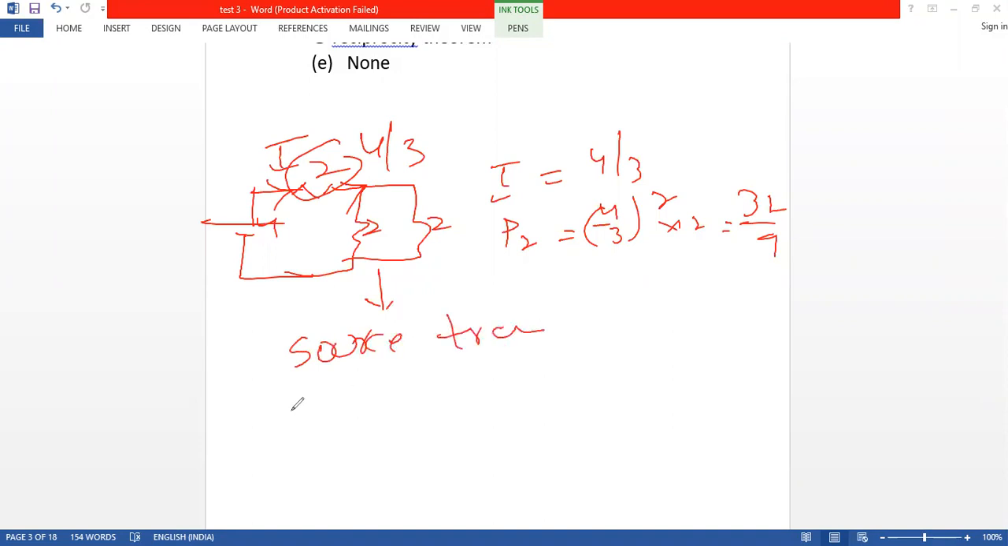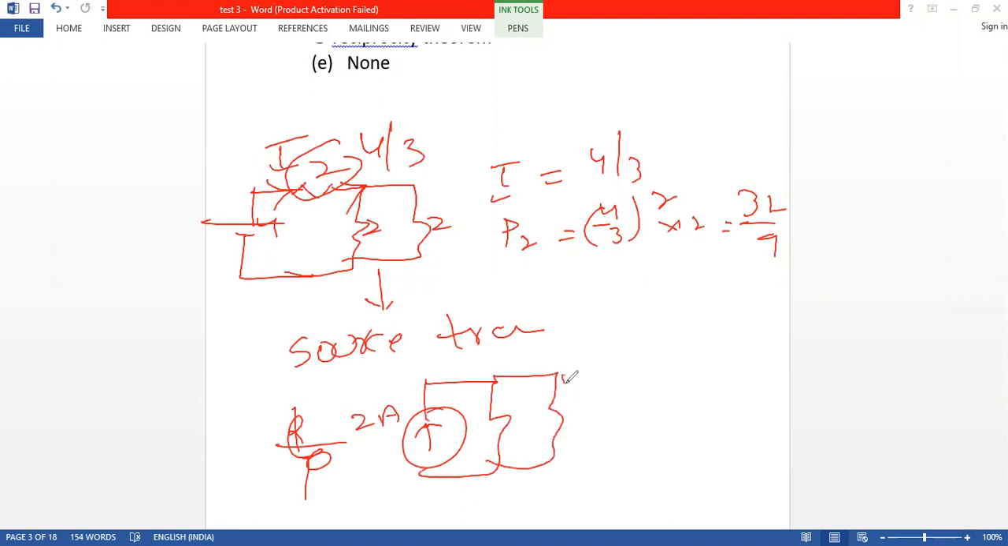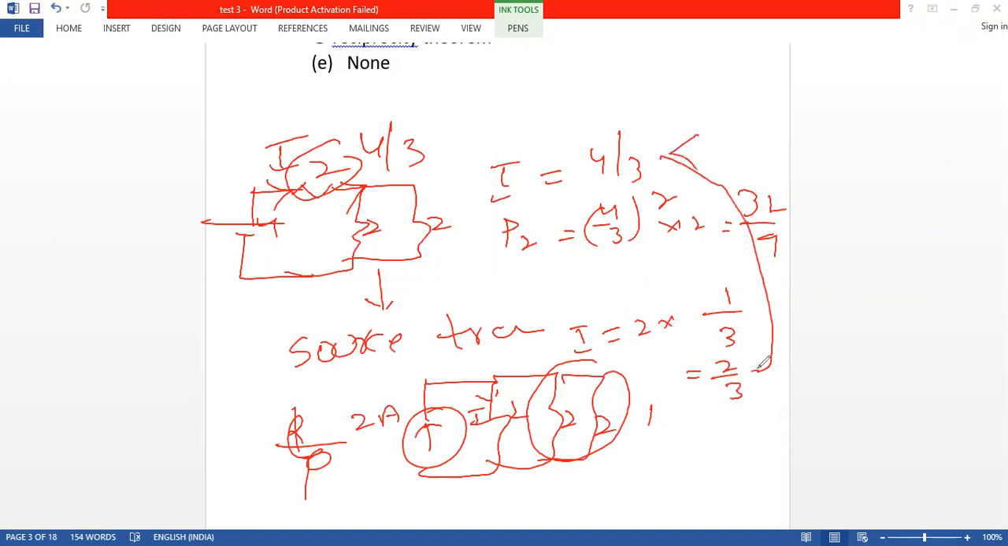Now if you use source transformation, it will become a current source of 4 by 2, which is 2 amperes. Now 2 parallel 2 gives 1, so this overall will become 1. Now what is this current? Current is 2 into the opposite, 1 by 3, which is 2 by 3. See, I has changed, so power will of course change.